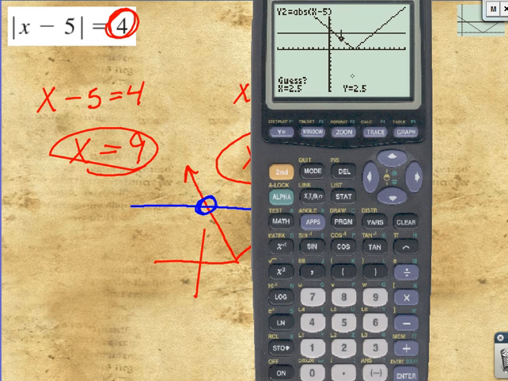Now here's where you would need to guess. Do I want this answer or do I want this answer? If I want this answer, I would guess somewhere right in here, somewhere around 1 or 2. If I wanted this answer over here, watch me change my guess. This answer is somewhere around 9 or 10. Let's type in 10 as my guess. Hit enter, and that's going to give you that answer. So you would actually have to do this twice to find both answers. Okay, one answer is 9. You can go through it again to find the other answer.